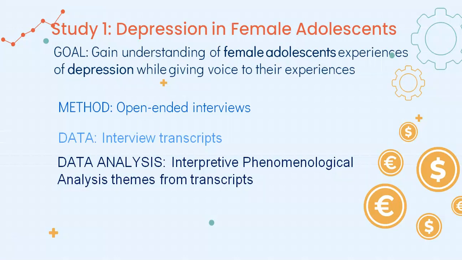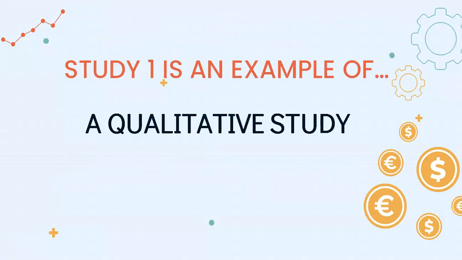The method for doing this was six open-ended interviews regarding participant experiences of depression. The data consisted of interview transcripts, and the article includes quotes from the interviews. The data analysis technique was interpretative phenomenological analysis, in which researchers distilled themes from the interview transcripts. Okay, this is an example of a qualitative study.